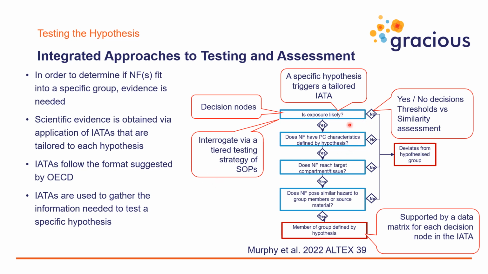And quite often we need a threshold value to answer yes or no to each of these questions, but these thresholds can be very difficult to justify scientifically. So as an alternative, we've generated some quantitative methods to assess similarity instead. These decision nodes include questions on whether exposure is likely, on the phys-chem properties, the tissues or environmental compartments that are exposed, and the hazards that are associated with that exposure.